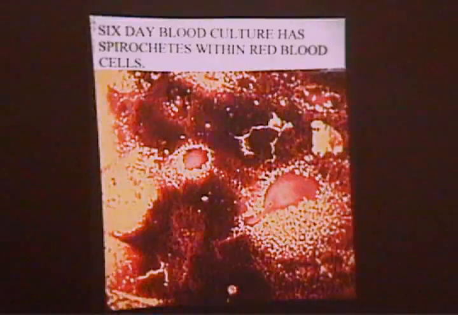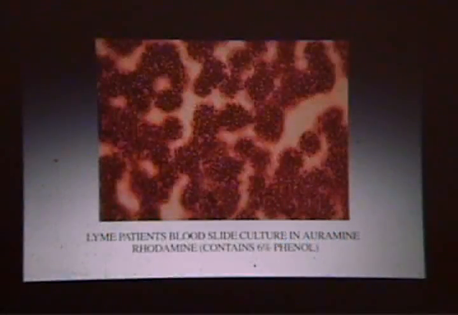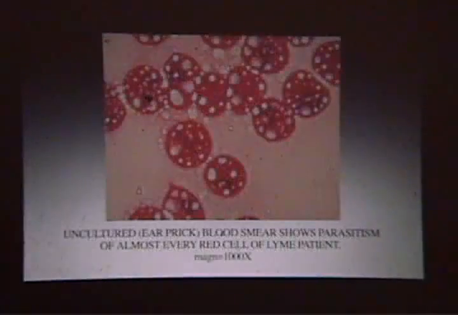And here's another one. This is a blood culture. And this is another one. Every one of these cells is infected. And this is ear prick blood. If you can get a patient to let you use their ear, it's a lot more productive than the finger. I think that's odd, but they say there's stagnation in the ear, and if you can get ear prick blood, it's a lot better than venous blood or blood out of a vein.